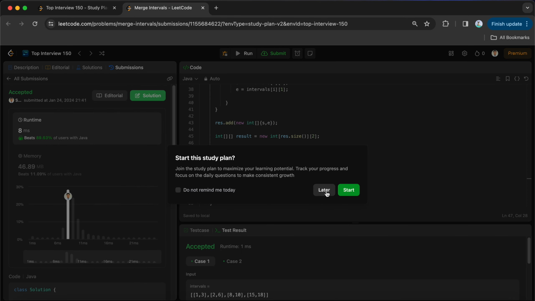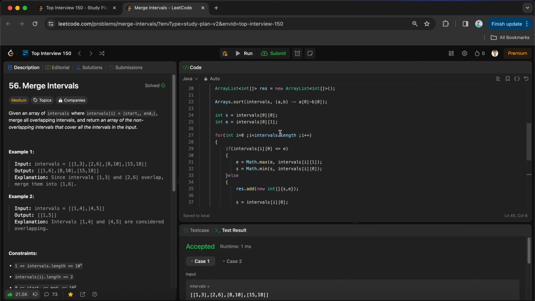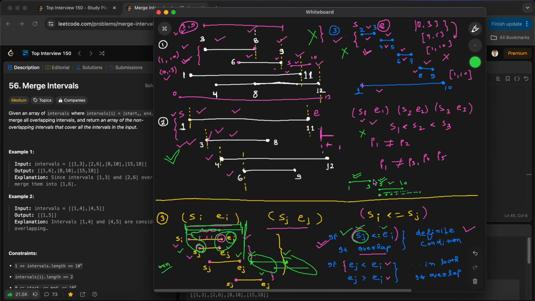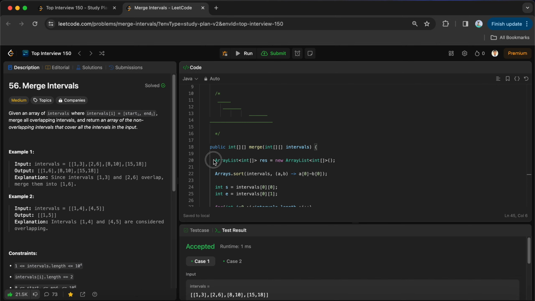So it is taking 8 milliseconds and beats 89.63% of Java users. So I explain the logic here, the same logic I write in the code. First, I define why I have to sort on the basis of the start point, so I just sort it on the basis of the start point. Like here I define the array sort, and here I have to define the behavior.